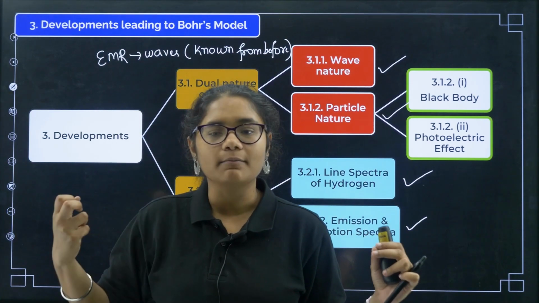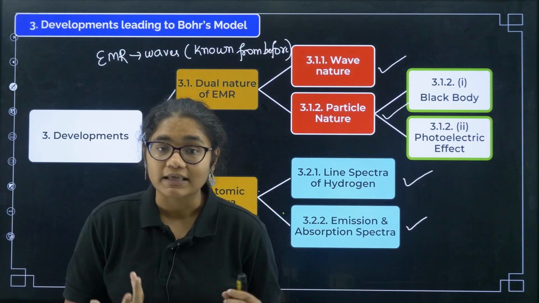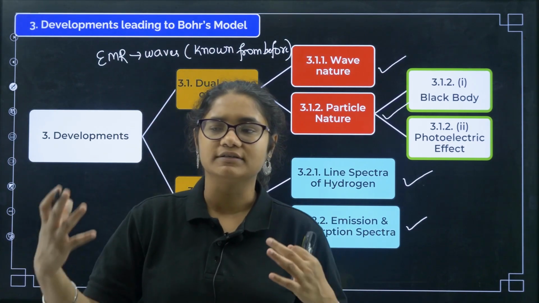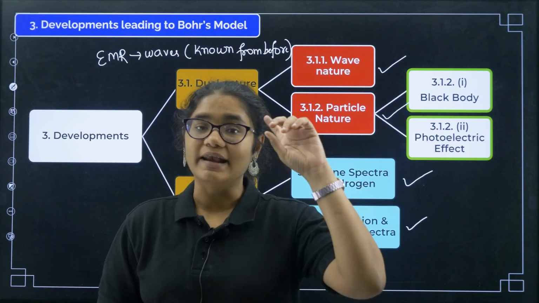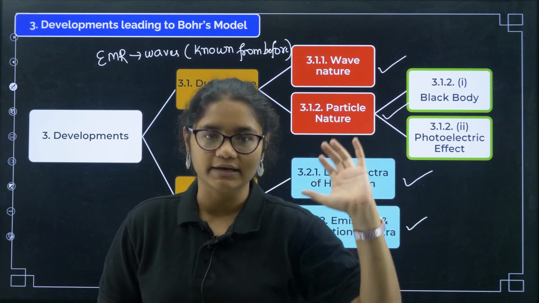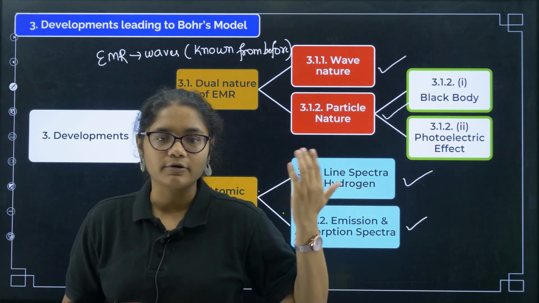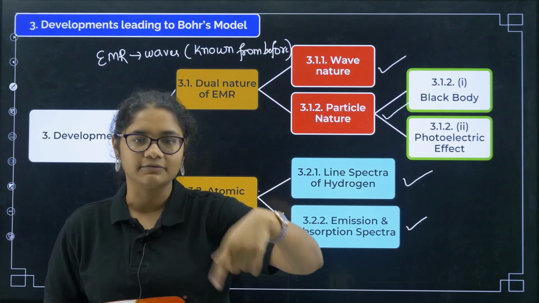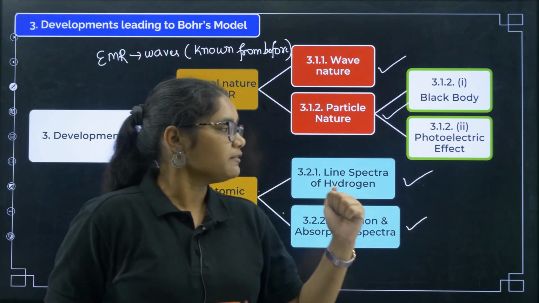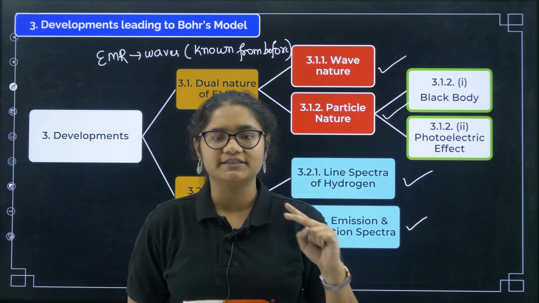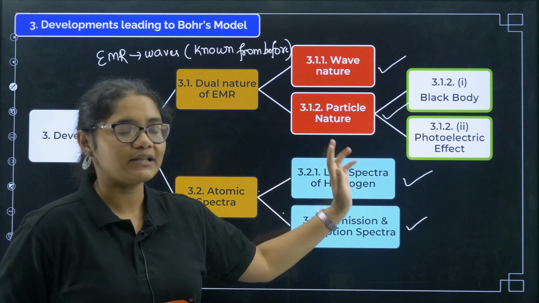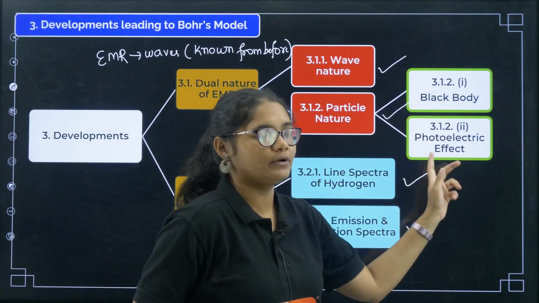But how can you think about something which is so weird? For thinking that, some experiments or some observations must have been done which forced the scientists to think that even radiations can have particle nature. When we think about radiation, our brain imagines it as a wave, because we have been seeing radiations have wave properties. But there were two important observations which led to the particle nature of radiation, and those two were black body and the photoelectric effect.